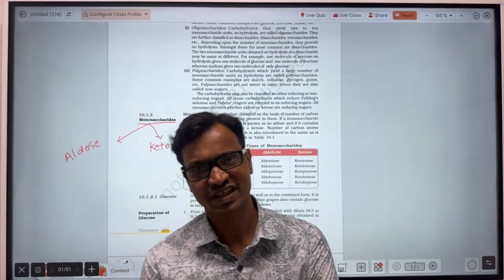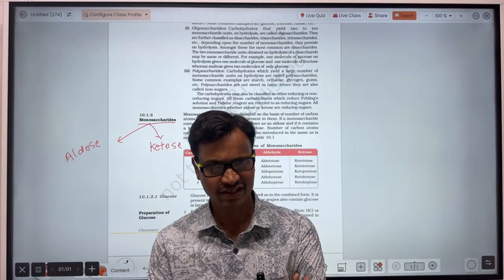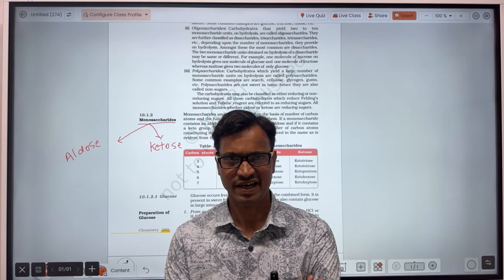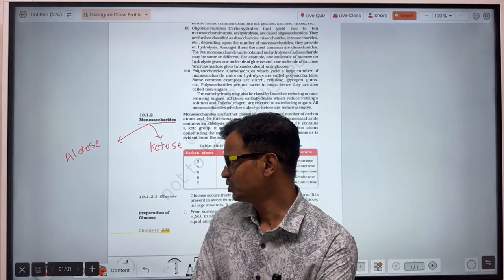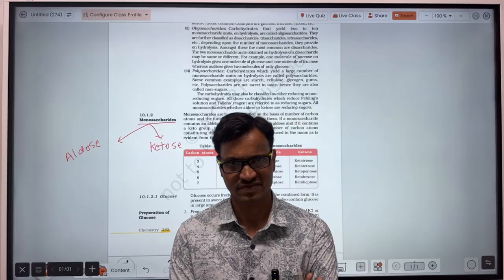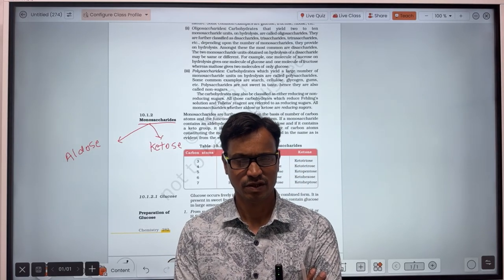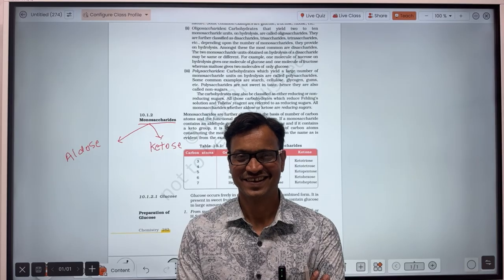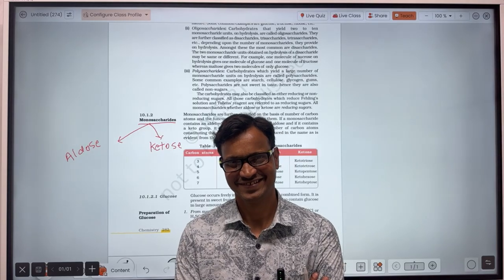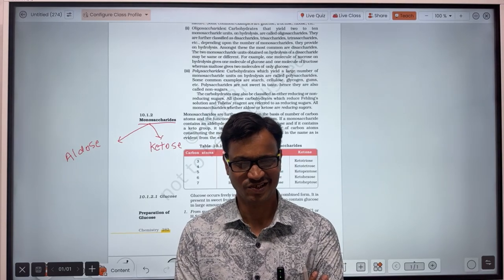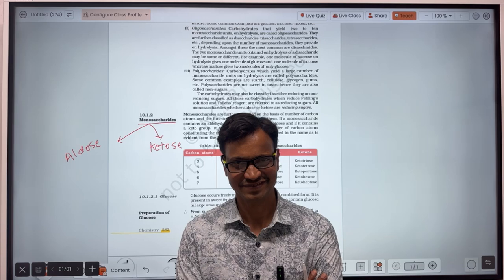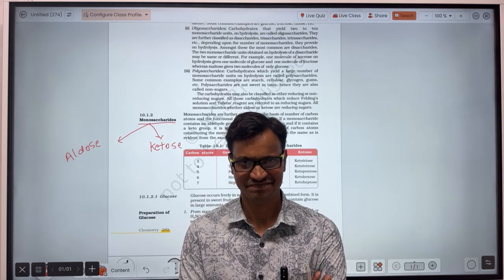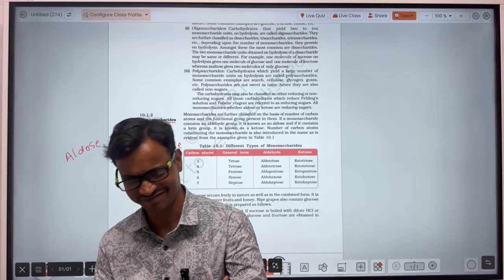So monosaccharides are classified into aldose and ketose. In addition to that, the monosaccharide is also classified on the basis of the number of carbon atoms. Both aldose and ketose are classified on the basis of number of carbon atoms. Guys, just think: to be a monosaccharide or a carbohydrate, what is the minimum number of carbon atoms that should be there? Think, just 2 seconds.